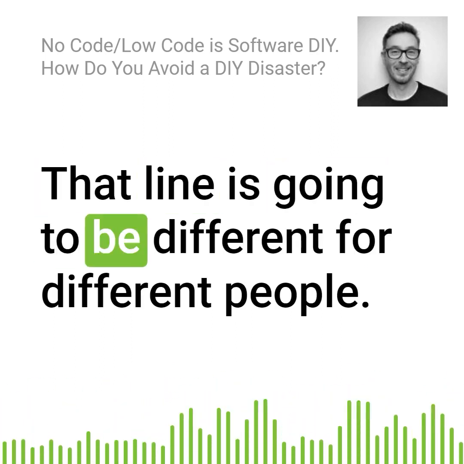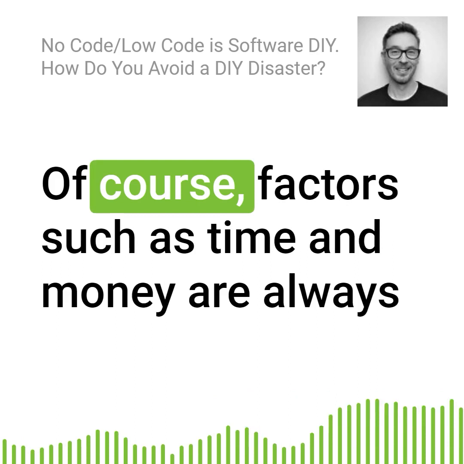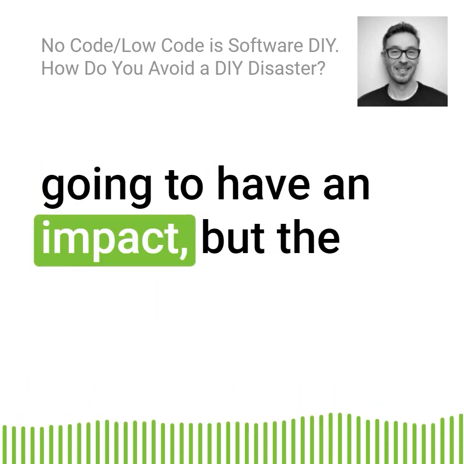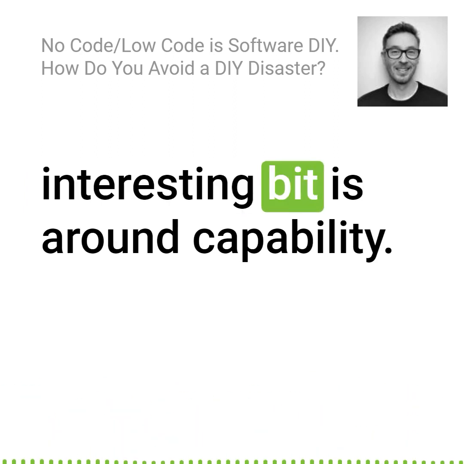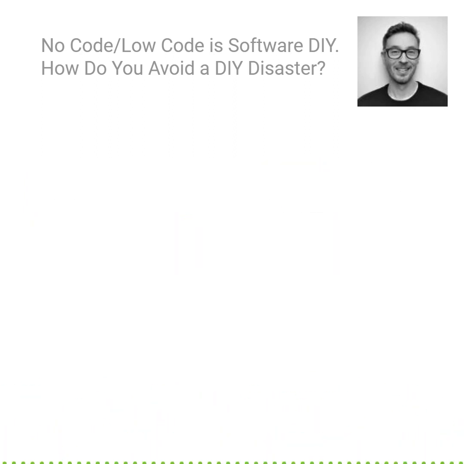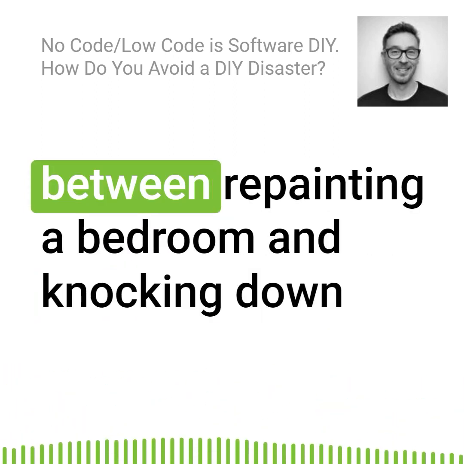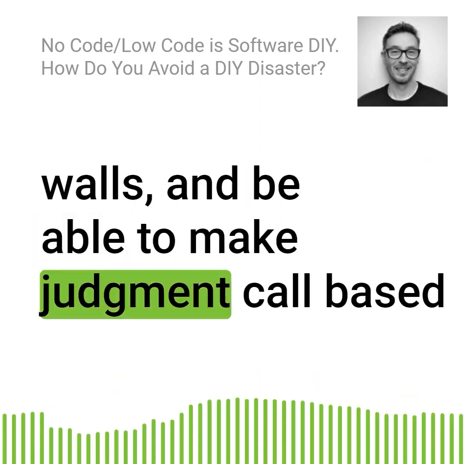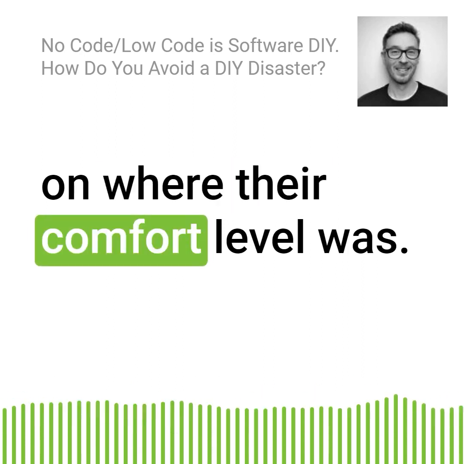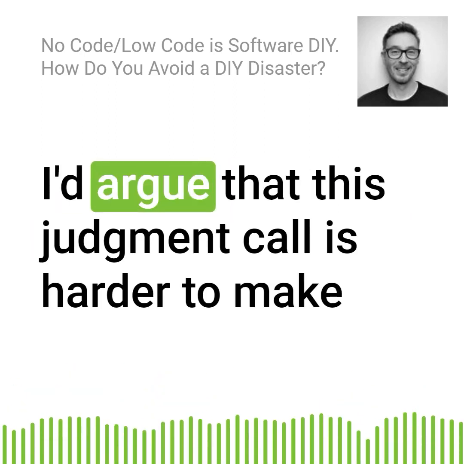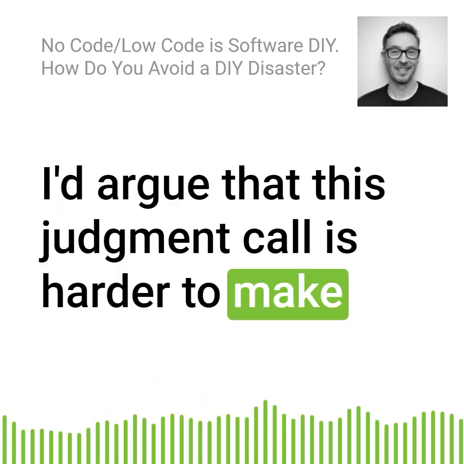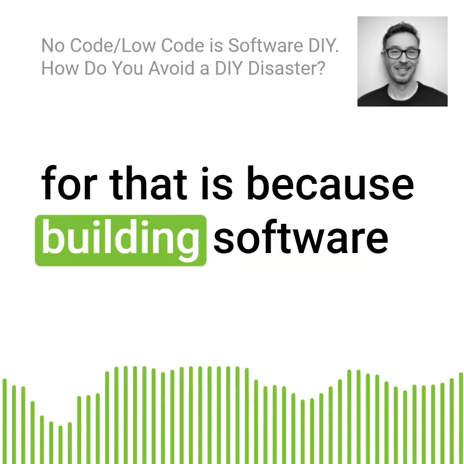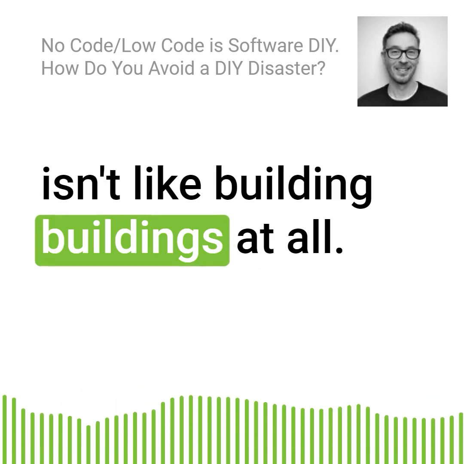That line is going to be different for different people. Of course, factors such as time and money are always going to have an impact, but the interesting bit is around capability. Most people would understand the difference between repainting a bedroom and knocking down walls, and be able to make a judgment call based on where their comfort level was. I'd argue that this judgment call is harder to make when it comes to software, and I think the reason for that is because building software isn't like building buildings at all.